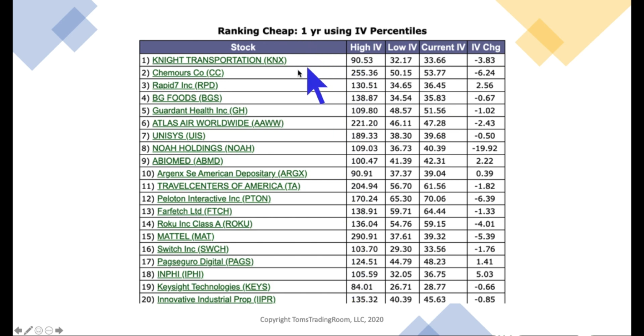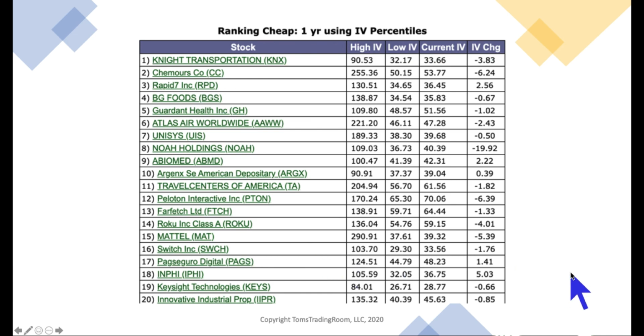You can see that as you go through every one of these, and we're seeing cheap options right now in things like, for instance, if I come down, we'll start to see some stuff we really notice. Peloton is as cheap as it's been in almost a year. Roku is as cheap as it's been in almost a year. Switch is on that list as well. So there's a couple of stocks whose options are cheap, and these are popular stocks that you and I know and possibly trade on a regular basis.